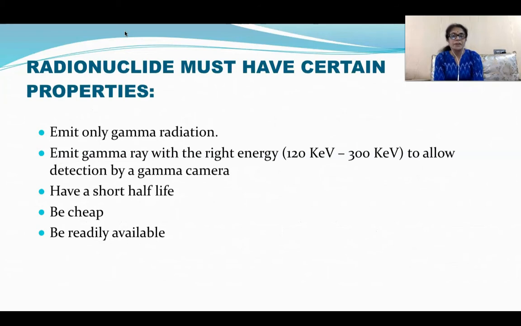Now, a radionuclide must have certain properties. Then only it is going to act as a radionuclide. First thing, it should emit gamma radiation. This gamma radiation should have the right energy, that is 120 keV to 300 keV, to allow detection by the gamma camera. It should have a short half-life. It should be cheap. It should be readily available.